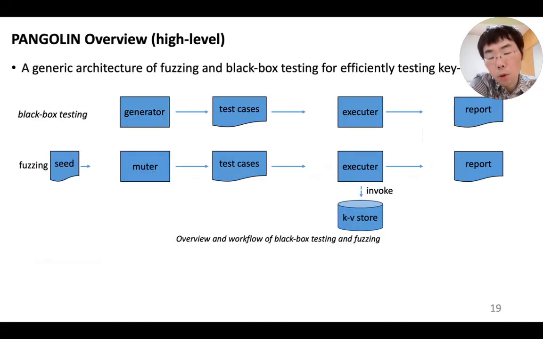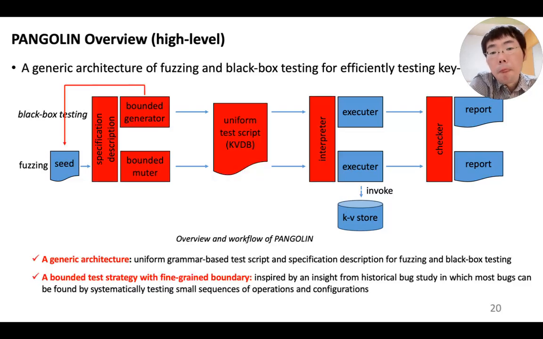So in this paper, we present a generic architecture of fuzzing and black box testing for efficiently targeting configuration-rich key-value stores. The figure shows the general overview and the workflow of the black box testing and fuzzing. We provide a generic architecture, that's the uniform grammar-based test script specification description for fuzzing and black box testing. Also, we provide a bounded test strategy with fine-grained boundary.